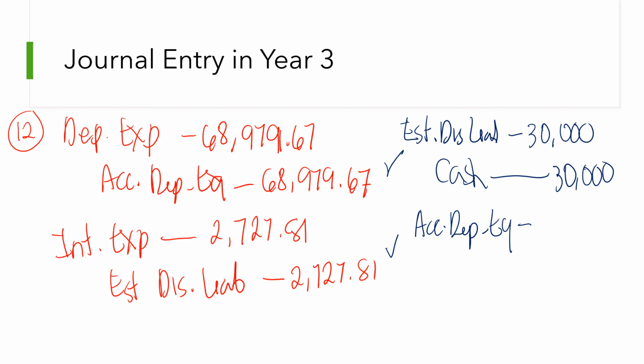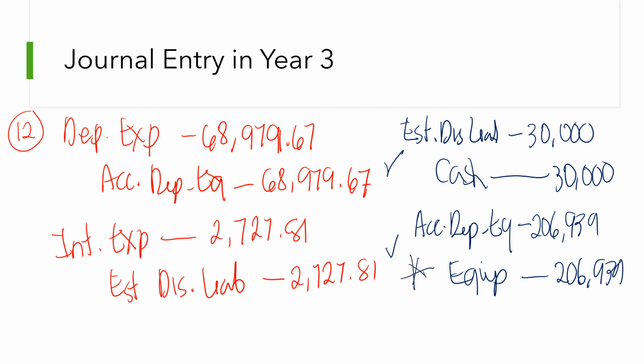This is for 206,939, and credit to equipment, 206,939. So the last journal entry is to derecognize the asset since we already dismantled it. The entry to dismantle the asset is this one: debit to estimated liability, credit to cash.